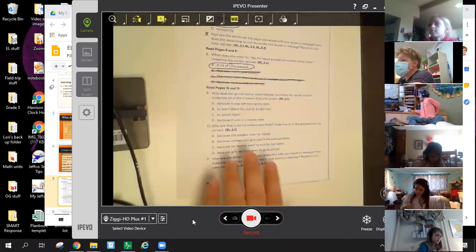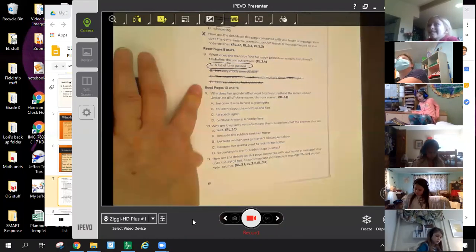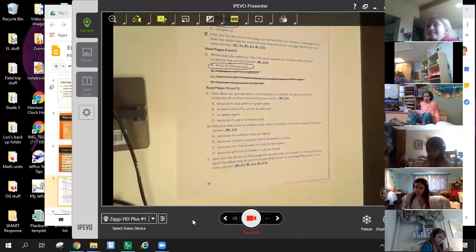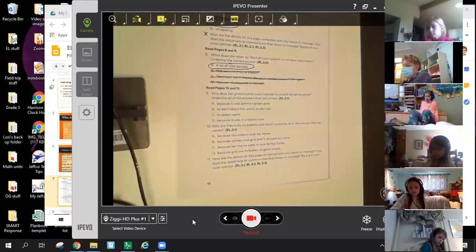All right, our directions for the last two here. Our directions for the last two. Miss Elena. Read pages 10 and 11. So I've got page 10 and 11 here. All right.